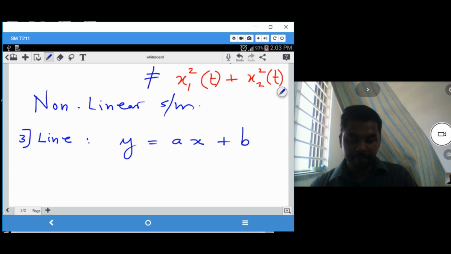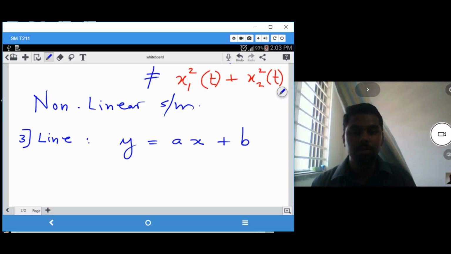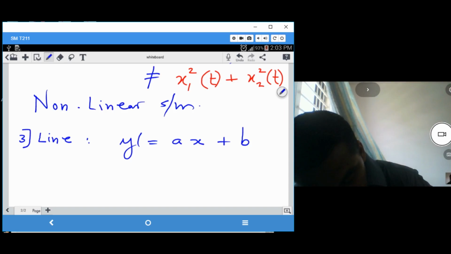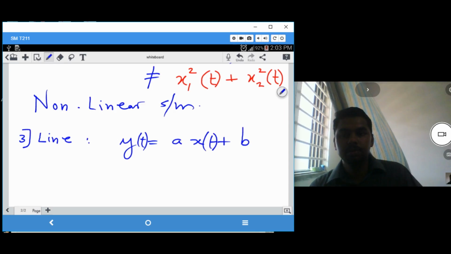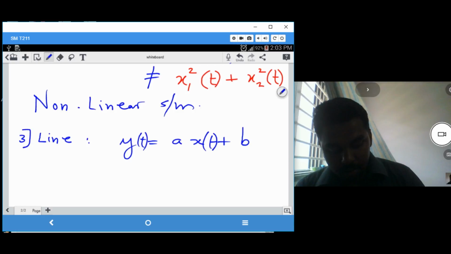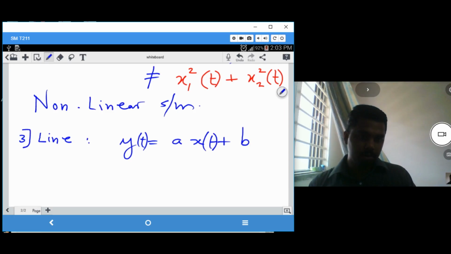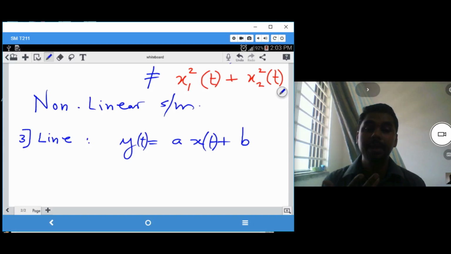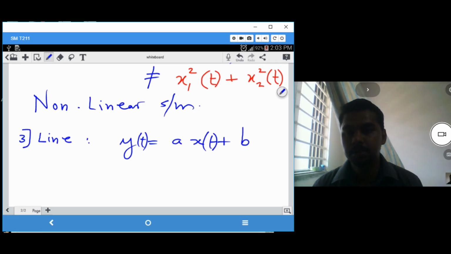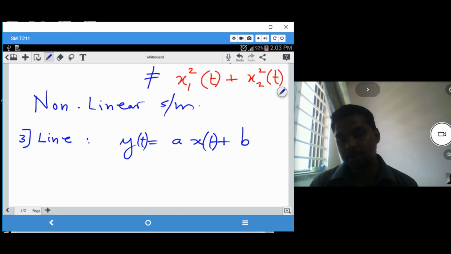I have left a few gaps because I can extend it to the definition of a signal now, which is a function of t. So a and b are just constants which represent the slope and the intercept. Sometimes this equation can also be written as y equal to mx plus b. That is also equivalent. Now we have to check if this is linear or not.